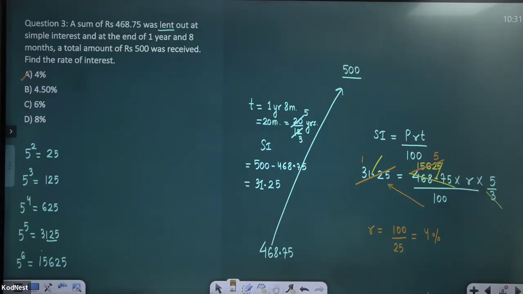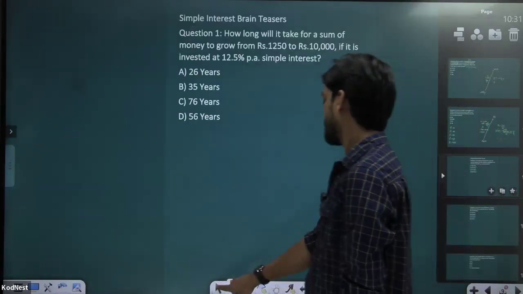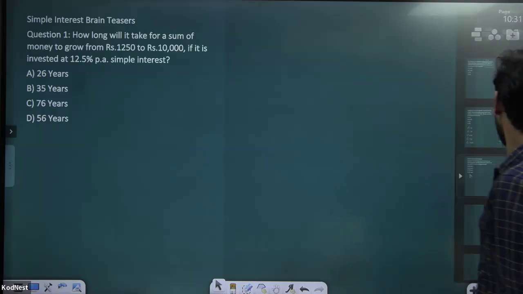Yes, put 10, make it equal then. Correct, Mrityunjay? All right, please try this question.